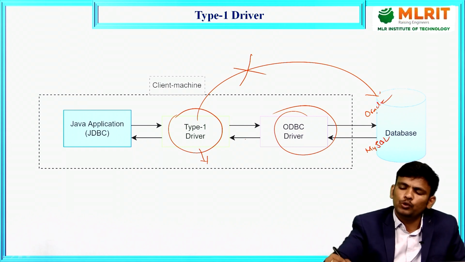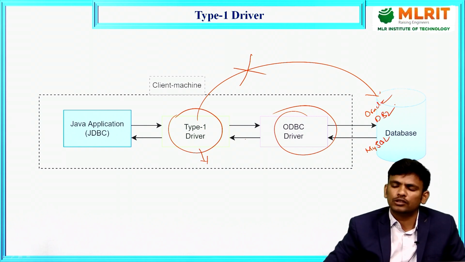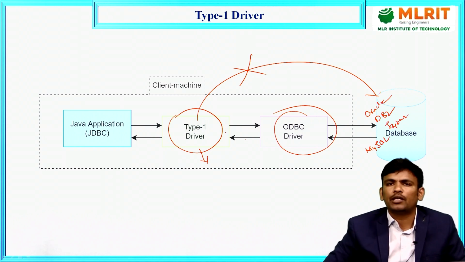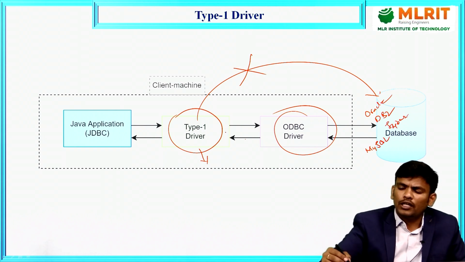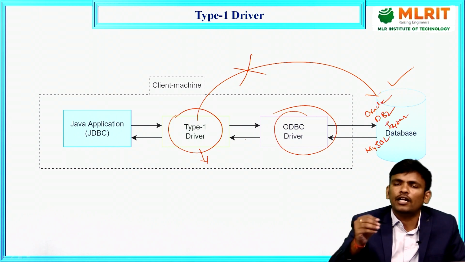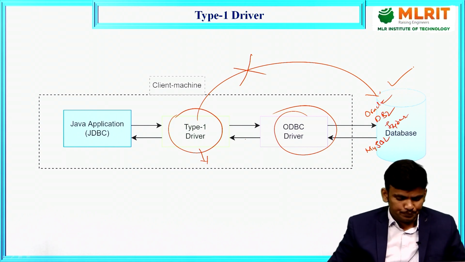And sometimes you may use DB2, the same type 1 driver you can use. And sometimes you may use Sybase, no problem, you can use the same type 1 driver. That means you can change to any database, no problem, the same type 1 driver you can use. Why? Because the type 1 driver never interacts with the database directly. So this is one of the reasons.